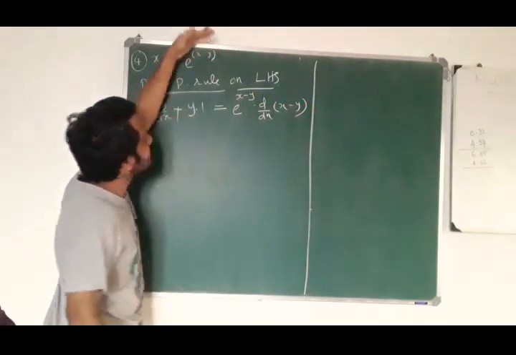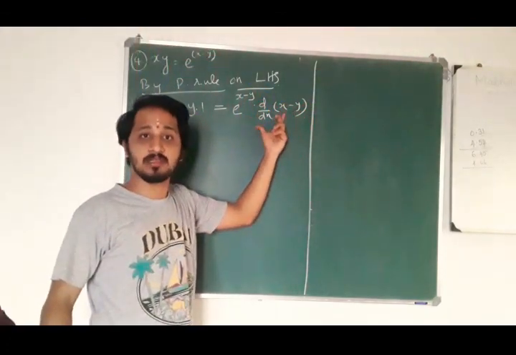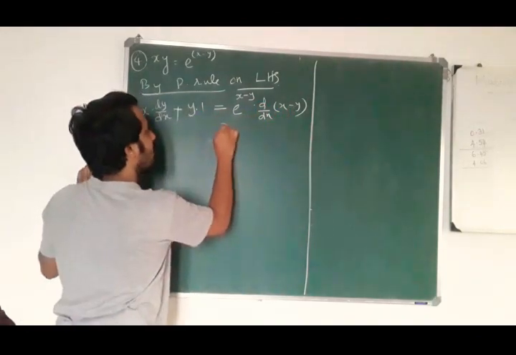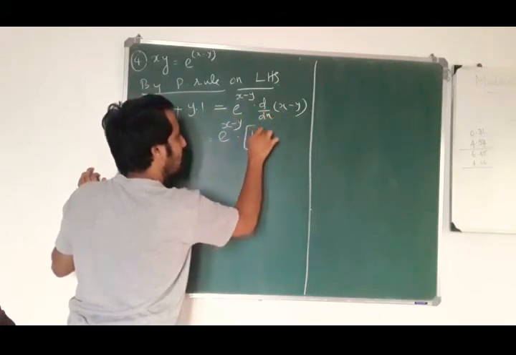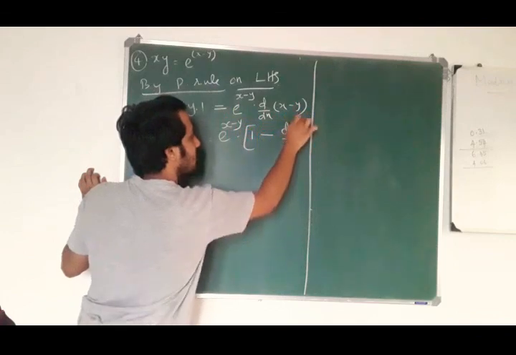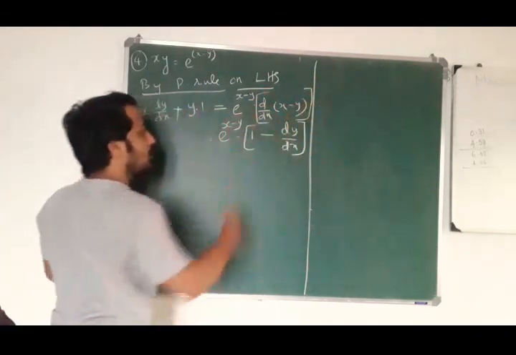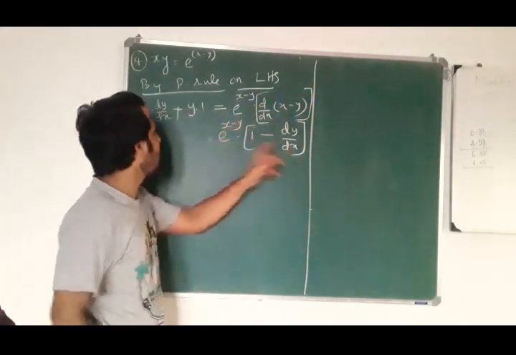In place of x, I have x minus y. So I have to differentiate again x minus y with respect to x. That's the proper way. So that is e power x minus y into derivative of x, which is 1, minus derivative of y with respect to x, which is nothing but dy by dx. Yes or no? That is 1 minus dy by dx. So e power x minus y into 1 minus dy by dx.